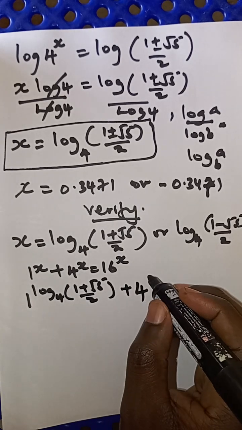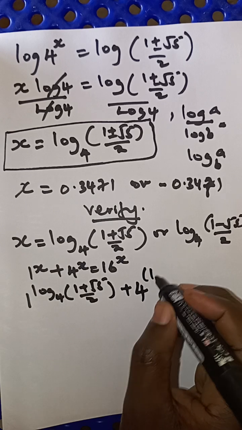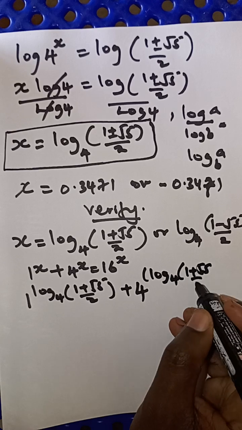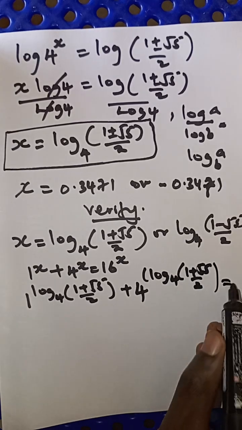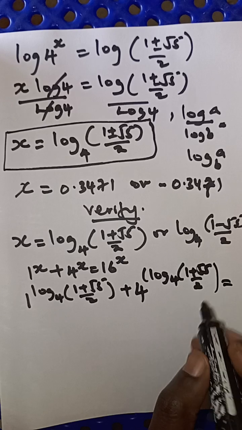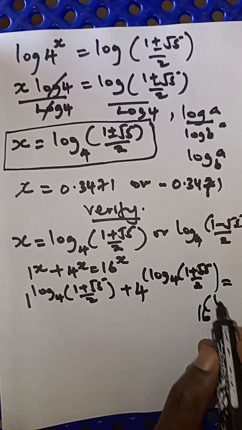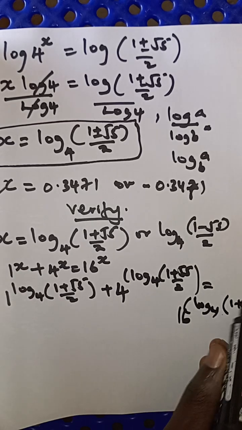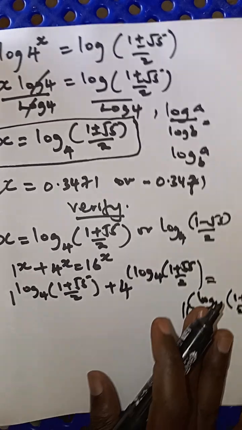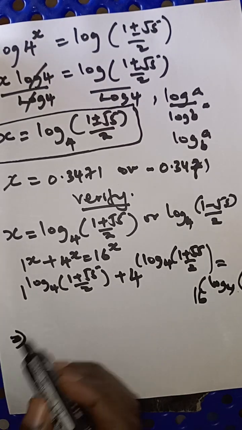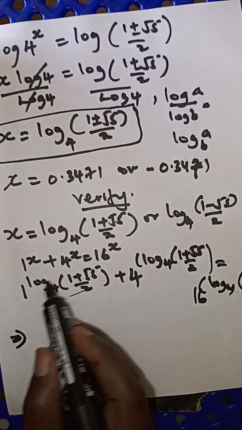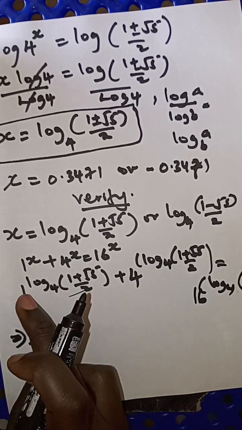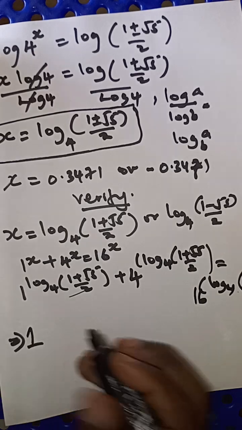So I'm going to get 1 raised to the log base 4 of (1 plus root 5) over 2, plus 4 raised to the log base 4 of (1 plus root 5) over 2, should be equal to, on my right hand side, 16 raised to log base 4 of (1 plus root 5) over 2. So guys, I told you earlier that wherever you have 1 raised to any number, that changes to 1, since 1 raised to anything is just 1.